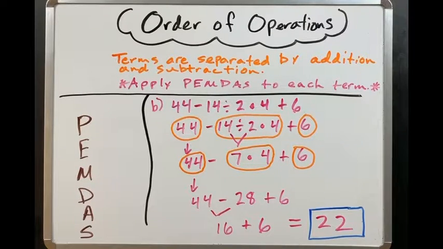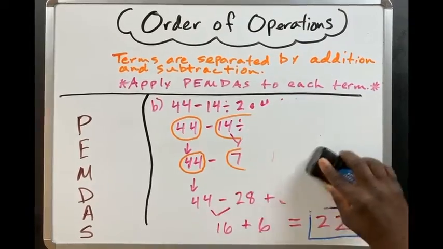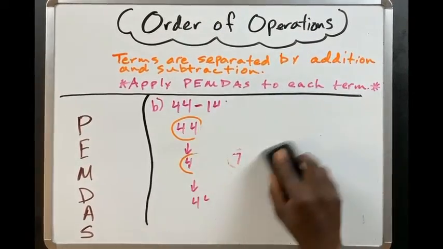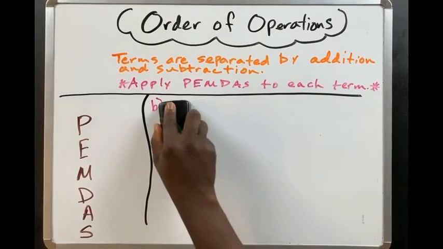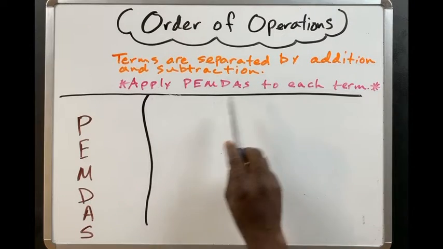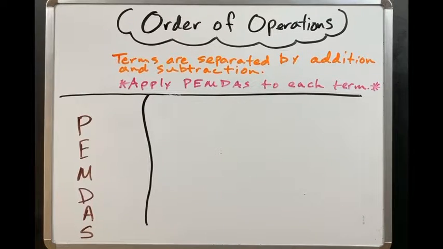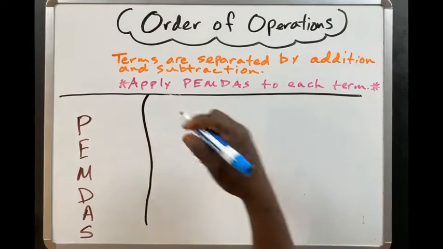Okay, so let's now take a look at, we're going to do a total of 4 problems, different types of problems involving order of operations, because I want you to know how to think through these problems, testing out that terms are separated by addition and subtraction, and applying PEMDAS to each term. All right, so here we go. Let's solve a problem. We'll call this C.